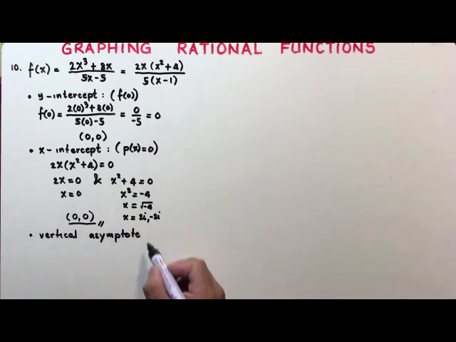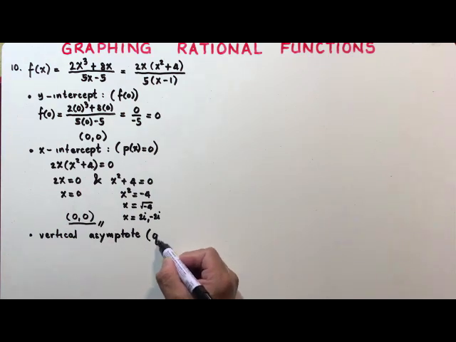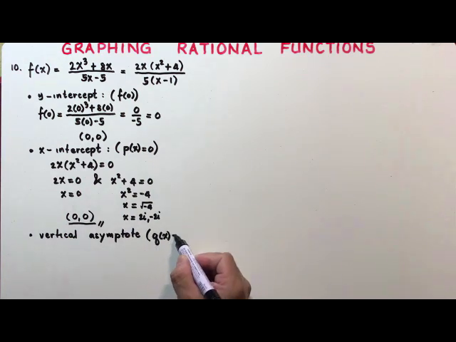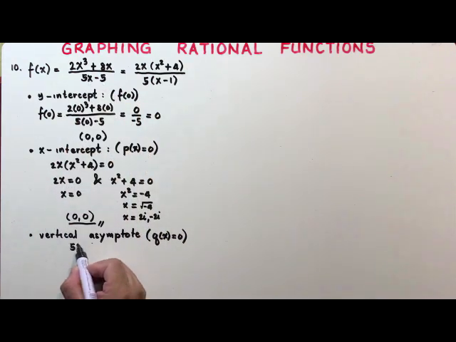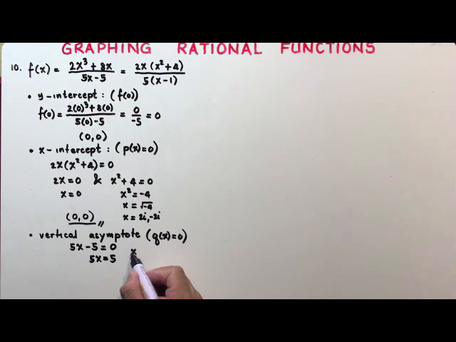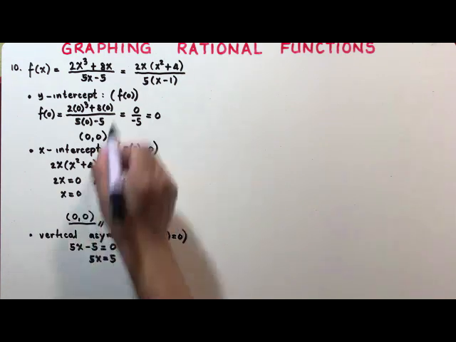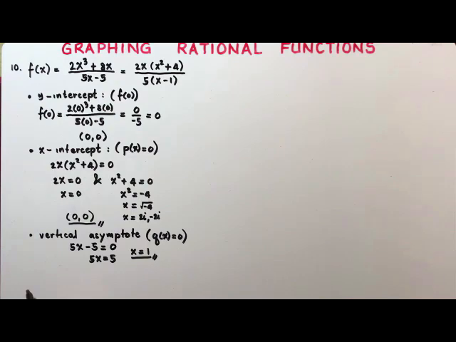So how do you find the vertical asymptote? Again, we set the polynomial in the denominator to 0. And since our denominator is 5x minus 5, we equate this one to 0. So 5x is equal to 5. And dividing both sides of the equation by 5, we have here x is equal to 1. And this is our vertical asymptote of this rational function. Now, let's proceed to the horizontal asymptote.